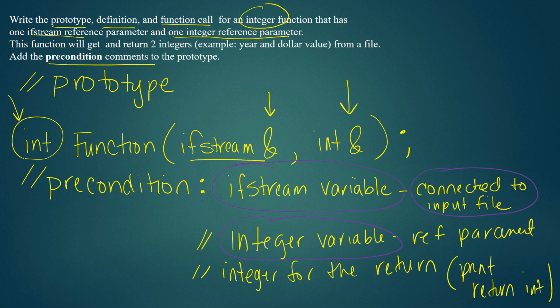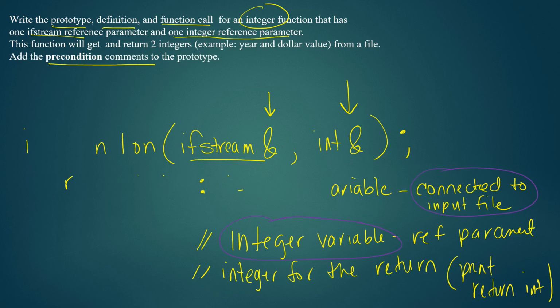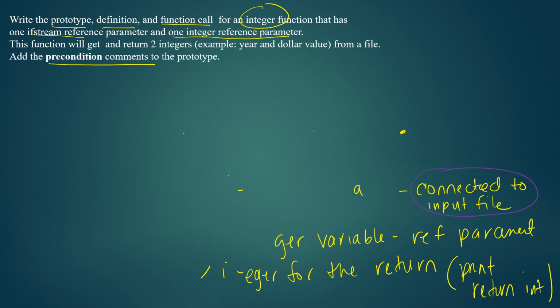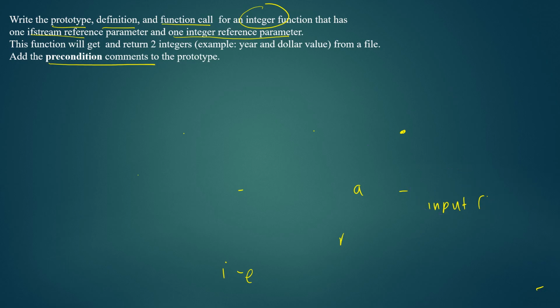So now let's do a sample solution for the definition. So I'm going to erase this and do a sample solution for the definition. All right, so the definition. All right, so now we did the prototype, and now let's do the definition. The definition, we're going to have an integer return type. We call it function.